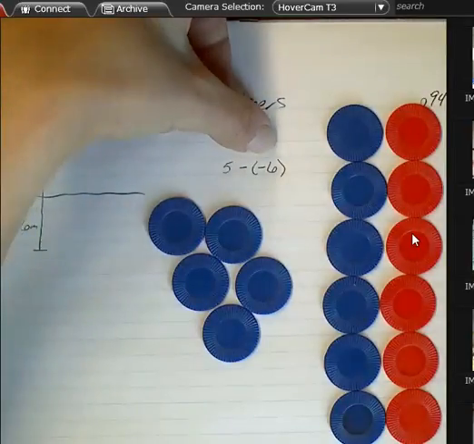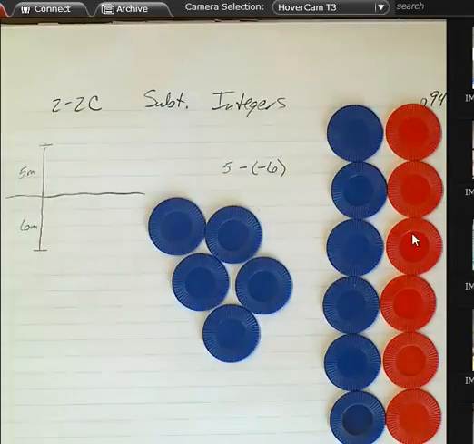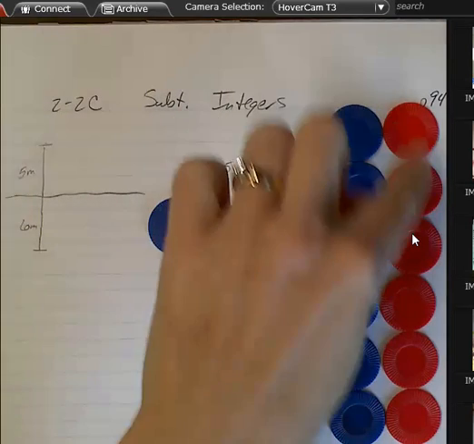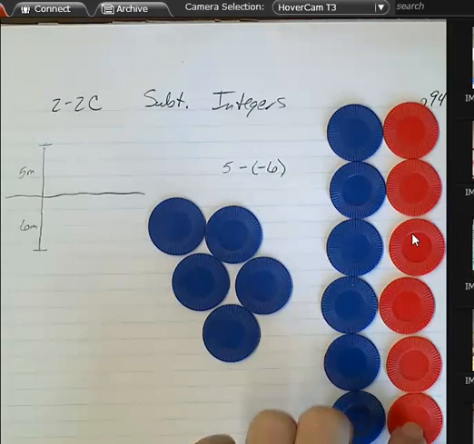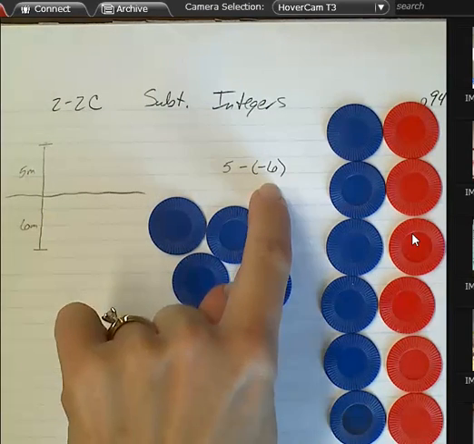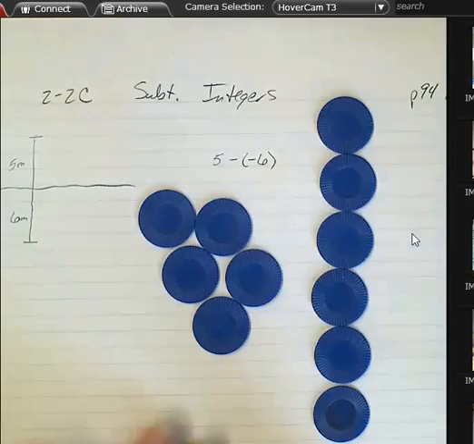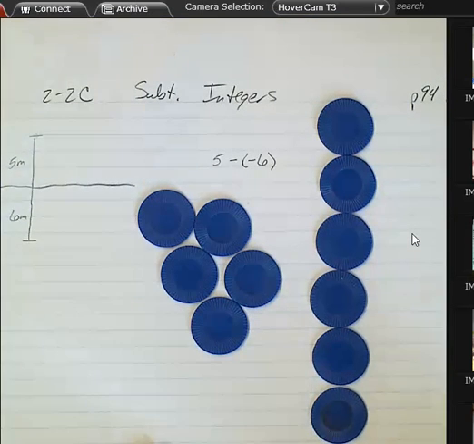But I have to have at least 6, so I had to add on as many as it took to be able to take away the 6 negatives. So I added 0 pairs. I added both a positive and a negative with a value of 0. Now I have 1, 2, 3, 4, 5, 6 negative chips. Can I take away 6 negative chips? Why, yes, I can. What's left over on my mat?